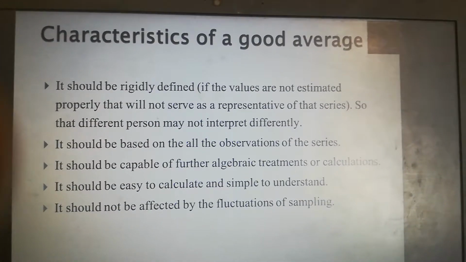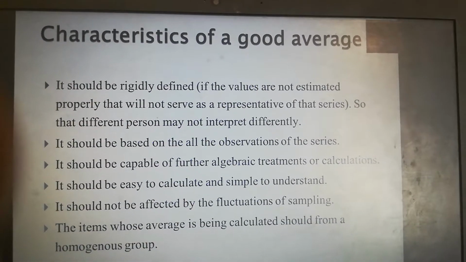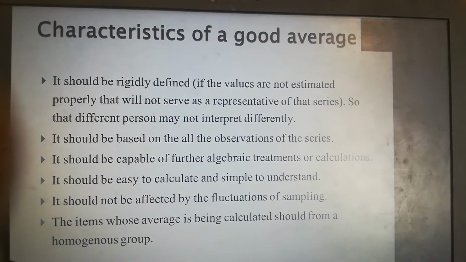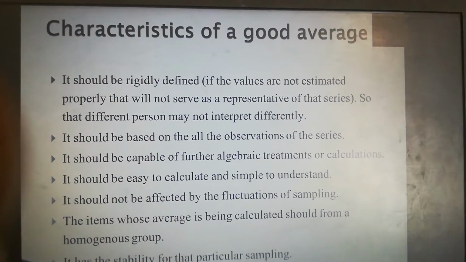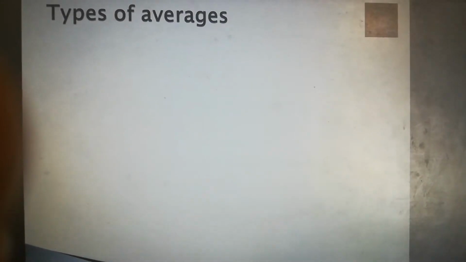It should not be affected by the fluctuation of sampling. And the items whose average is being calculated should be from a homogeneous group. And it has the stability for that particular sampling.